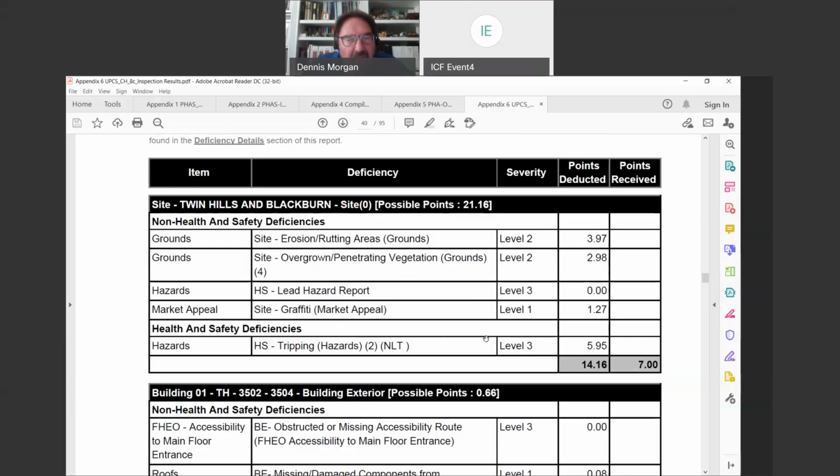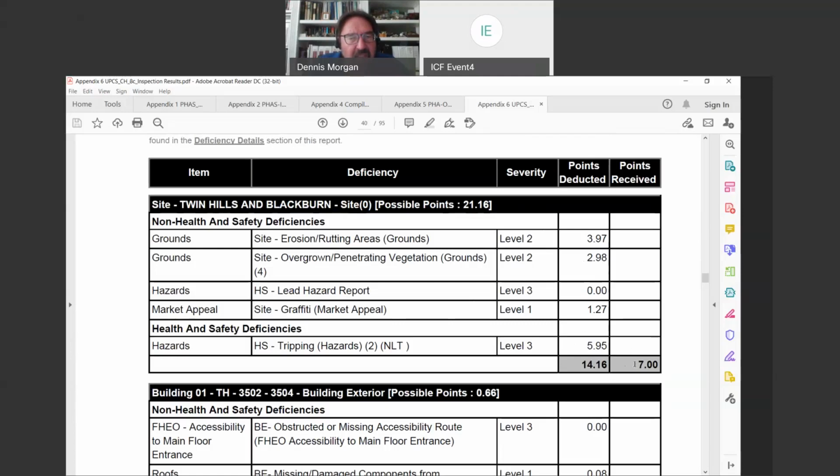In that tripping hazard, that's a level 3. That is a health and safety, and that is worth 5.96 points. So there is where my points lie. Health and safety. Those are those double dingers. So out of the potential of 21 points, I scored 7.